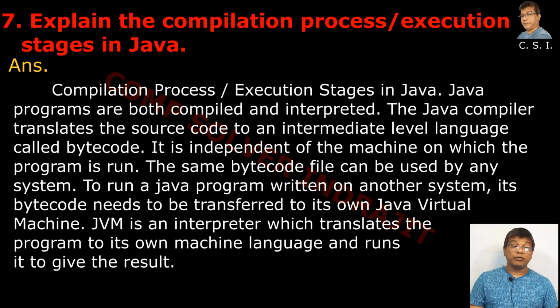To run a Java program written on another system, its bytecode needs to be transferred to its own Java Virtual Machine, which is also known as JVM. JVM is an interpreter which translates the program to its own machine language and runs it to give the result or output.